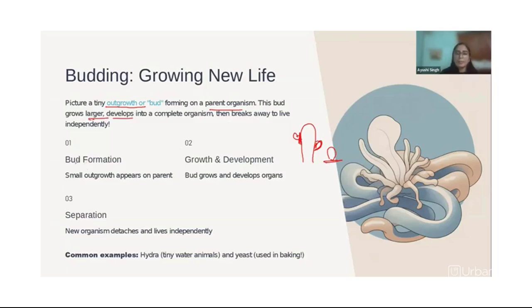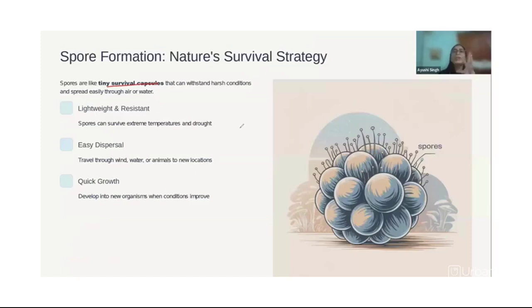Okay, now there is bud formation. The first thing is bud formation, then there is growth of that bud, it develops and then it separates out, like I told you. Example is hydra and yeast. Okay, then third is spore formation. So spore formation is like a tiny survival capsule. So sometimes in unfavorable conditions, some organisms have this capacity to withstand that unfavorable condition by providing a hard covering to it.